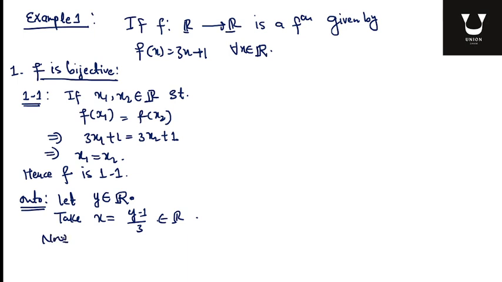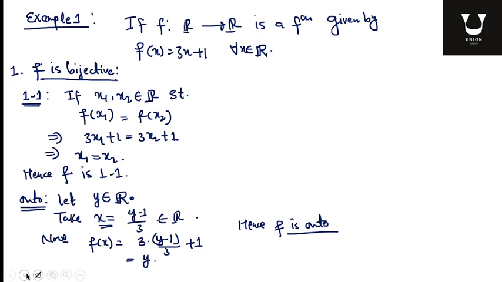Now, if I look at f of x, what will this be? It will be 3 times (y minus 1 over 3) plus 1. This is exactly y. So for an arbitrary element y in the codomain set, I have produced an element in the domain set whose image under the map f is y. Hence, f is onto. So I proved that f is 1-1 and also onto. Hence, f is bijective.